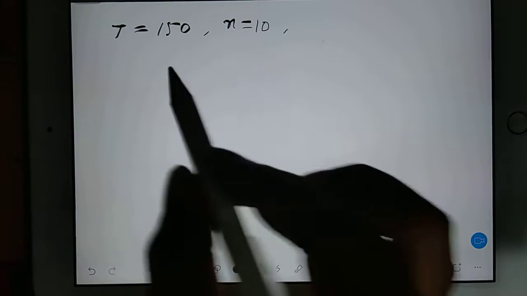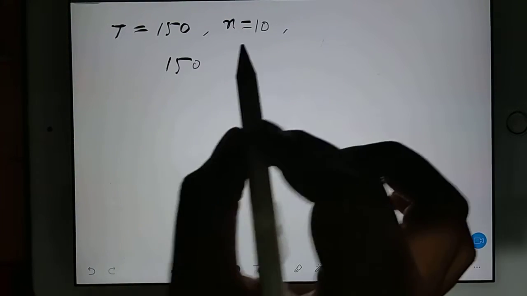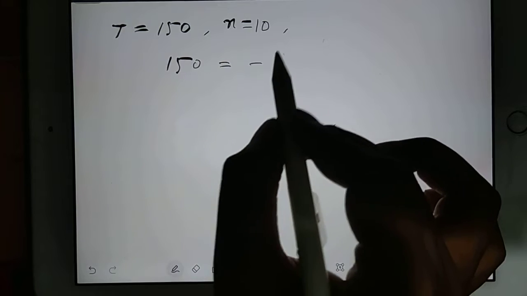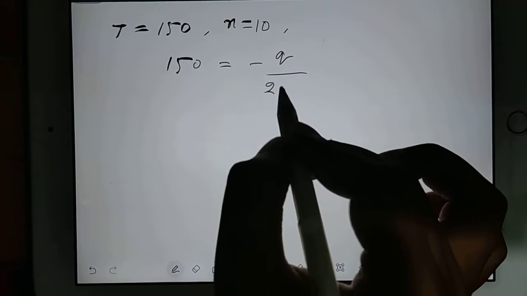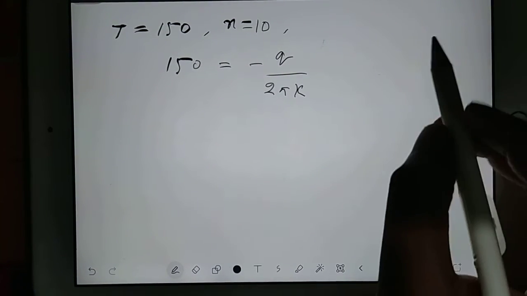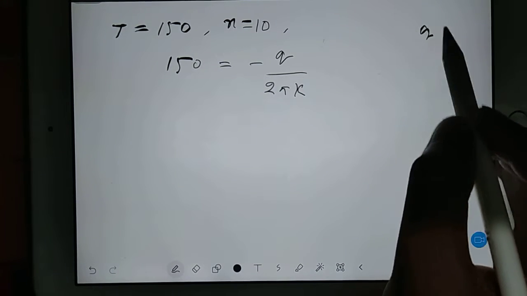So if I substitute these two values in our main equation, very good, then no need to bother about k also. Then the question became more simple. Q by 2 pi k. Oh, but Q value is not given. Q value is not given, right?